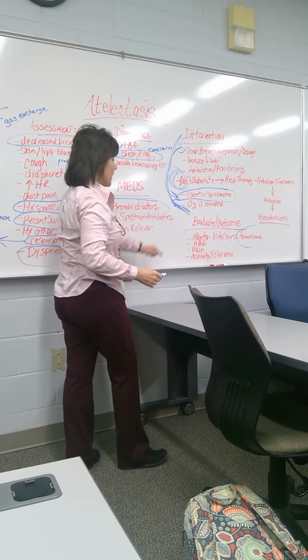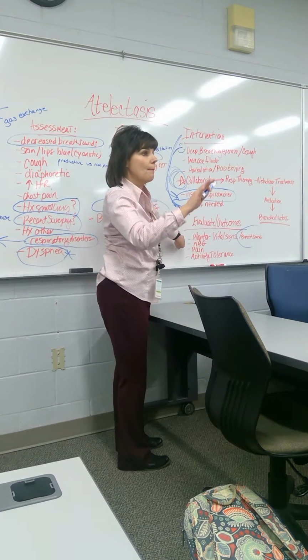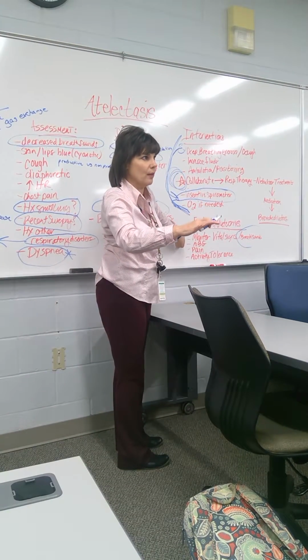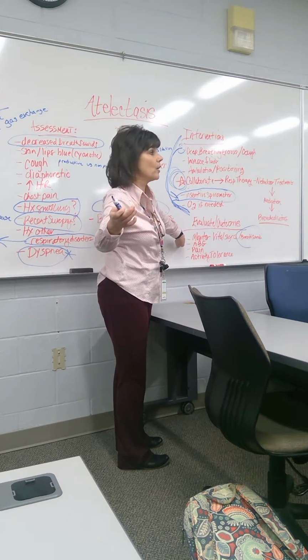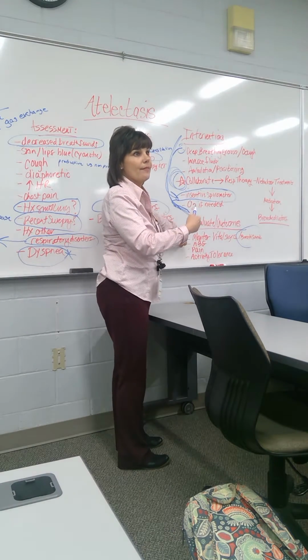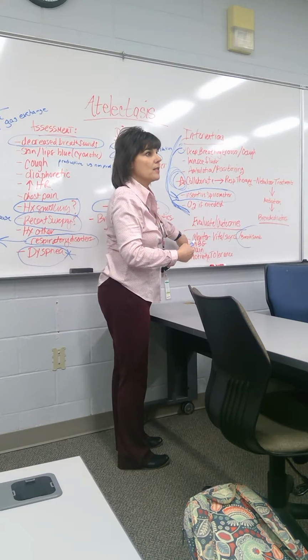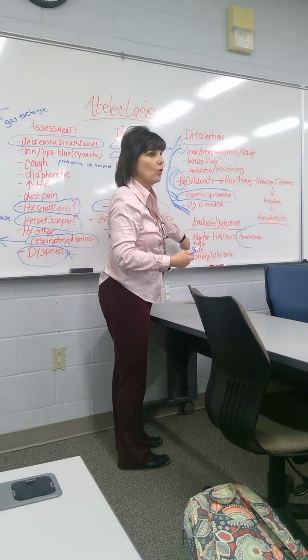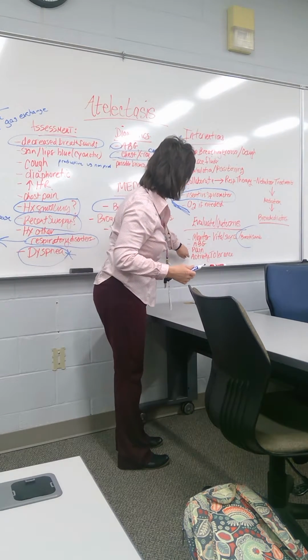Are their vital signs getting better? Are their ABGs returning to what is normal for them, okay? So either they're in for acute pneumonia and maybe they have atelectasis from that, and is it returning to what it should be, or is it a baseline, okay?